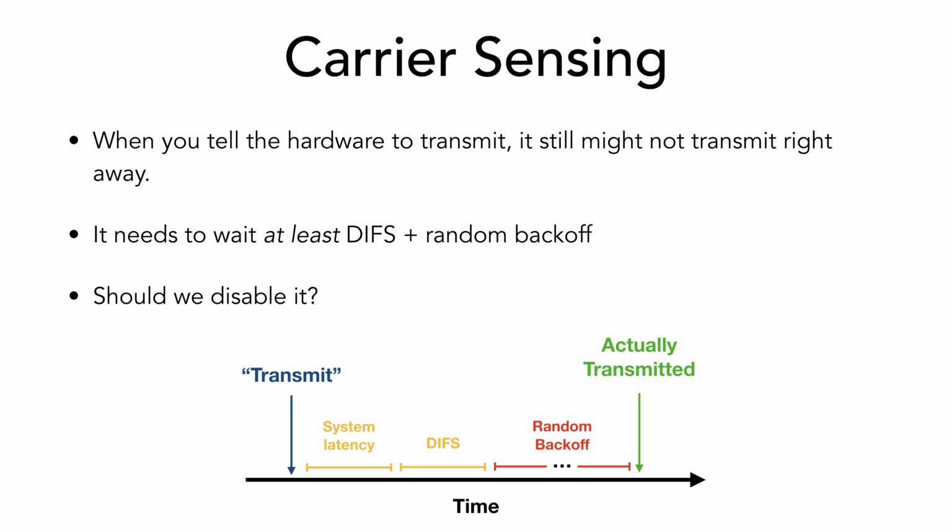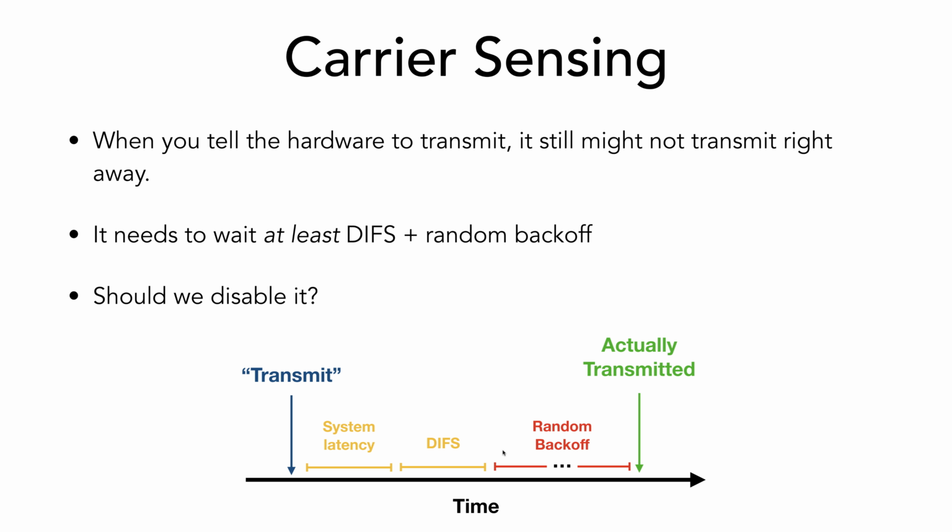It'll get around to it eventually. As we know, you have to wait at least DIFS plus a random backoff, but you might lose that time and have to wait another DIFS and another random backoff. So there's this uncertainty between when I say transmit and when the data actually goes out wirelessly onto the network. This itself would be fine if it was just DIFS or just system latency. These two are in yellow because they would be relatively constant, so it would be okay. The random backoff is the challenge here. There's randomness now in our system, so how do we deal with that?